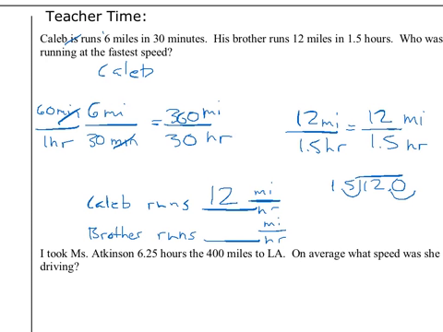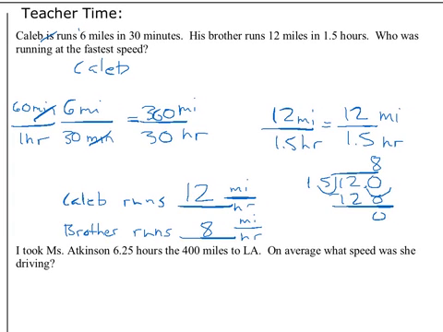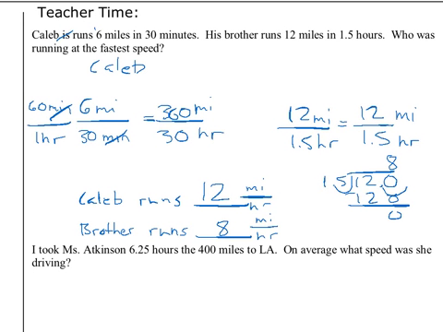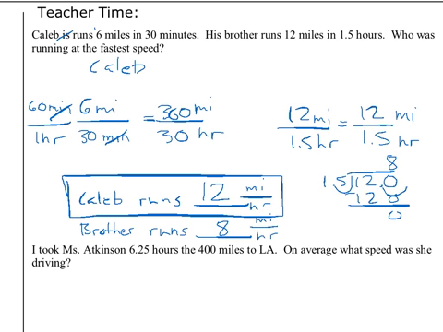15 goes into 120 exactly 8 times. So his brother runs 8 miles per hour. Going back to the question, who is running the fastest speed? Caleb. In order to answer that question, we had to get them both to a unit rate that had the same units. If you want to compare rates, you have to have them have the same units and find the unit rate.